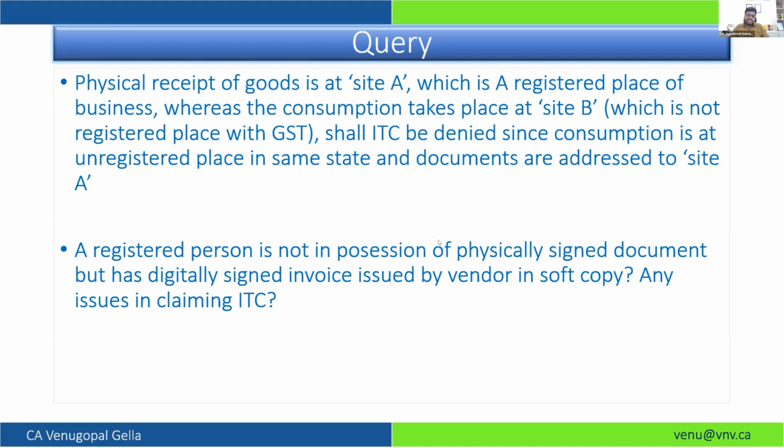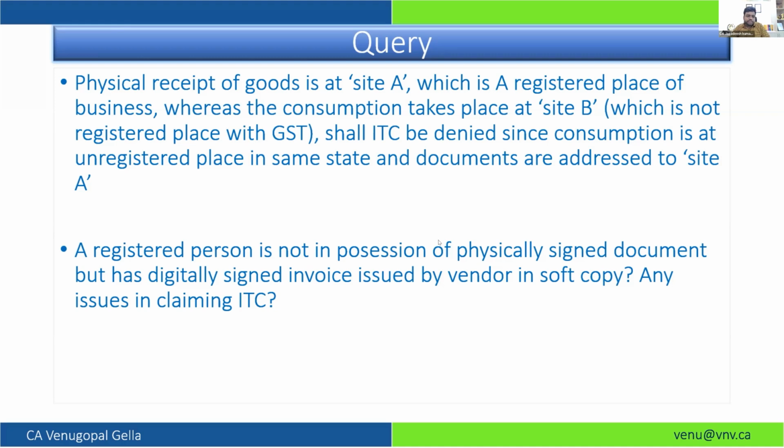In this case, ITC cannot be availed. The goods should reach the registered place of business. If his residence is added as an additional place of business, then in that case he can avail the ITC. So the billing address and the delivery address should be registered with the recipient business.